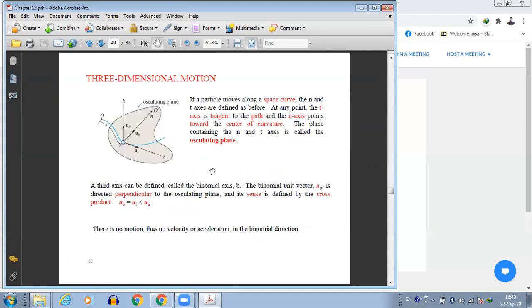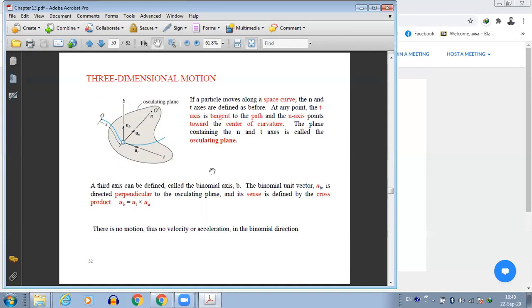Okay, so let's move ahead. We discussed that in the rectangular components we have x direction, y direction, z direction, so we have 3 dimensions. So what about here in the normal tangential coordinate system? We have normal and tangential, and we know that normal and tangential are at 90 degrees from each other, so they're perpendicular to each other.